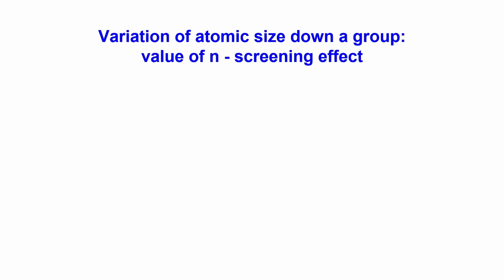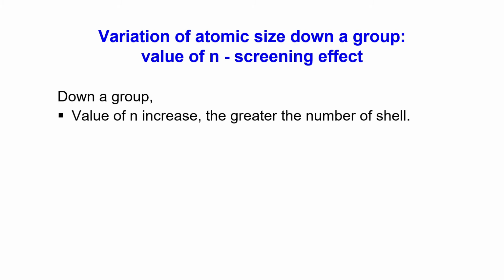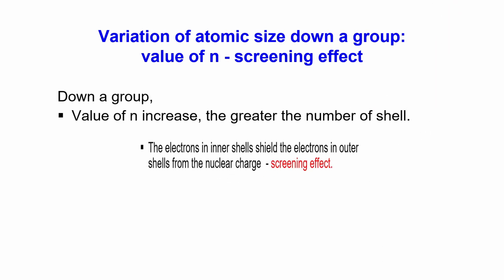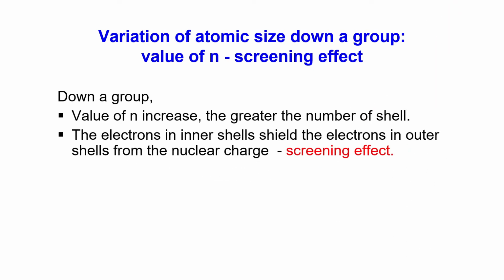Variation of atomic radii going down the group, the value of n, and the screening effect. As we go down the group, bila kita turun kumpulan, the number of shells increases, and n increases. The greater the number of shells, the larger the value of n. The electrons in inner shells shield the electrons in the outer shell from the nuclear charge. Itu kita panggil screening effect. Jadi elektron dekat inner shell ni dia akan melindungi elektron di petala luar daripada nuclear charge. Screening effect akan bertambah.